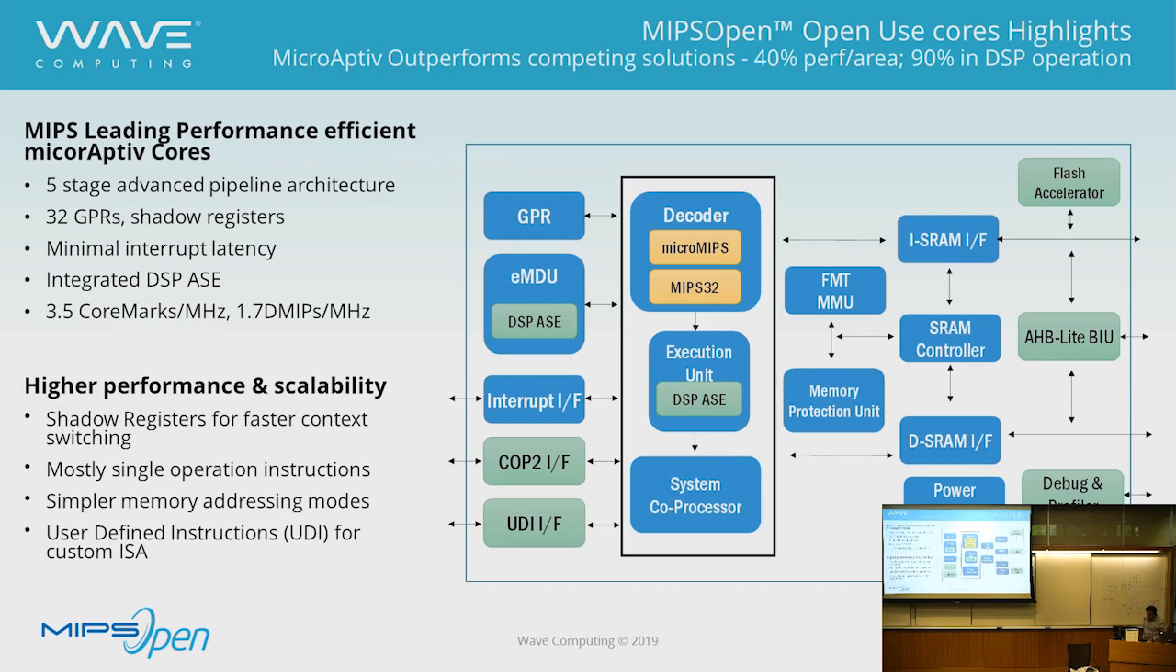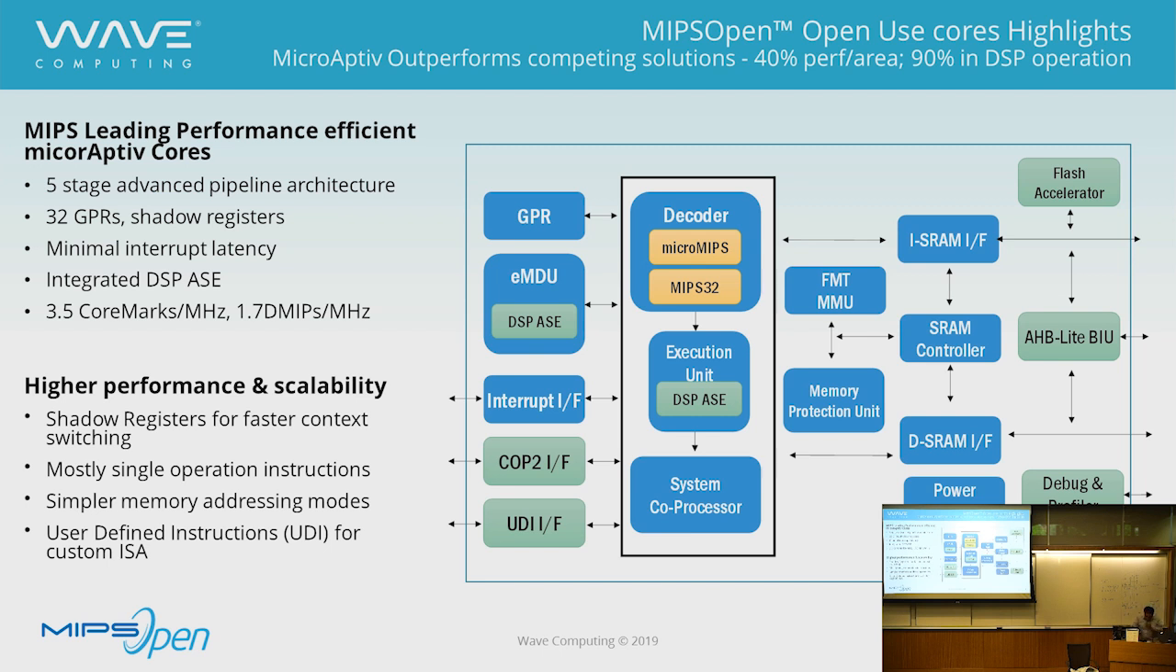So this first slide is actually talking about the open use core that I talked about, microAptiv. MicroAptiv is a 32-bit core based on MIPS32. It's a 5-stage pipeline architecture. Unlike its competitors, it actually has a lot more registers, so you have the freedom of managing your application more effectively. Interrupt latencies are quite fast for a lot of these applications because we have what we call shadow registers, for example. So if an interrupt comes, you can almost instantly jump to the interrupt without having to do a lot of push and pop from the stack.